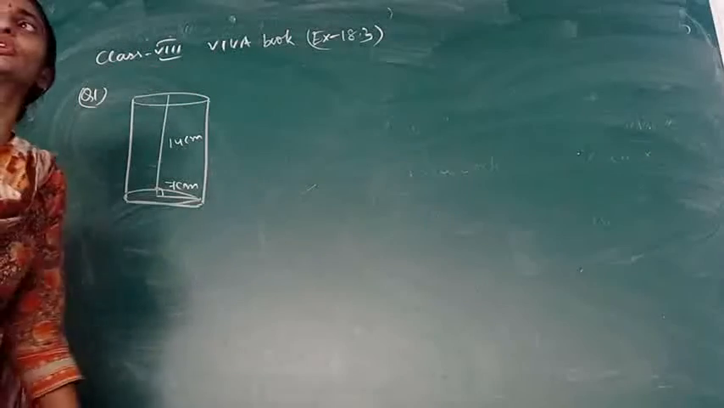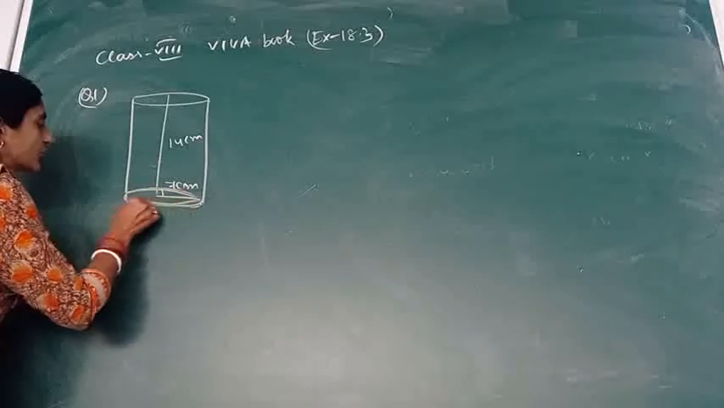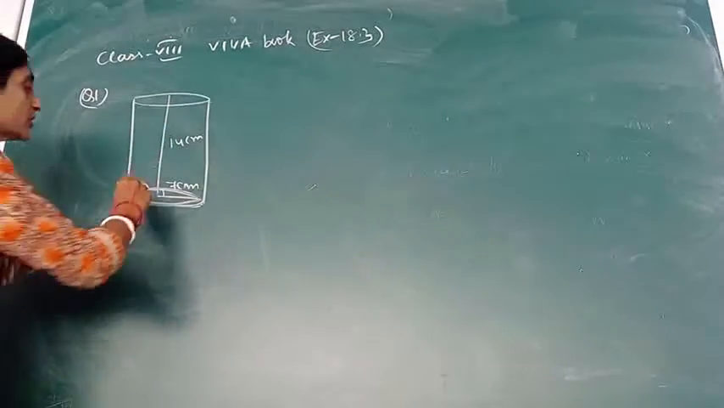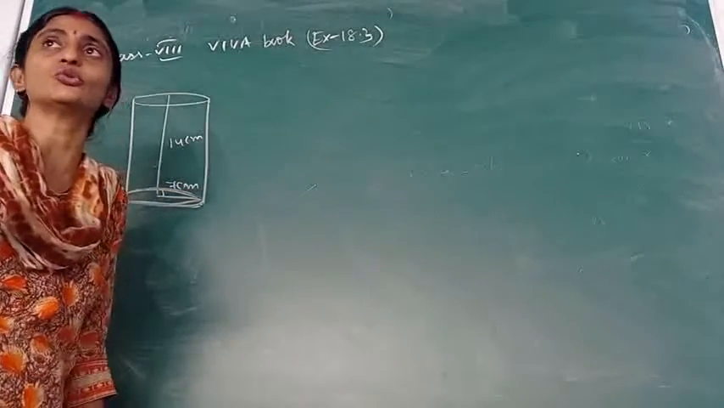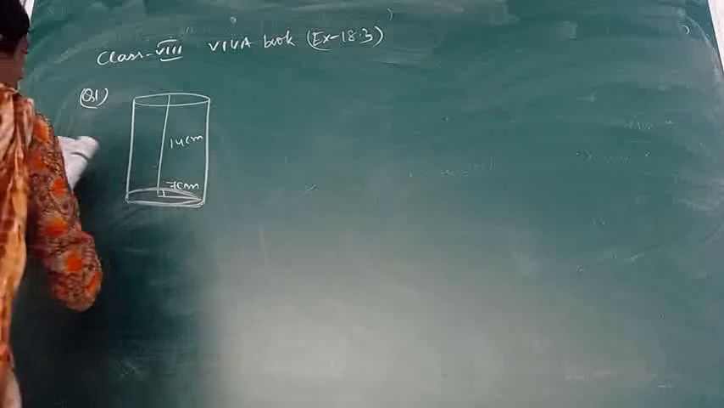So what is the formula for the curved surface area? Curved surface area means we are going to put the rings only, on the given height. So for the ring, what we have to find out? Definitely we will go for the circumference. Yes. So let's go for the solution of the same.